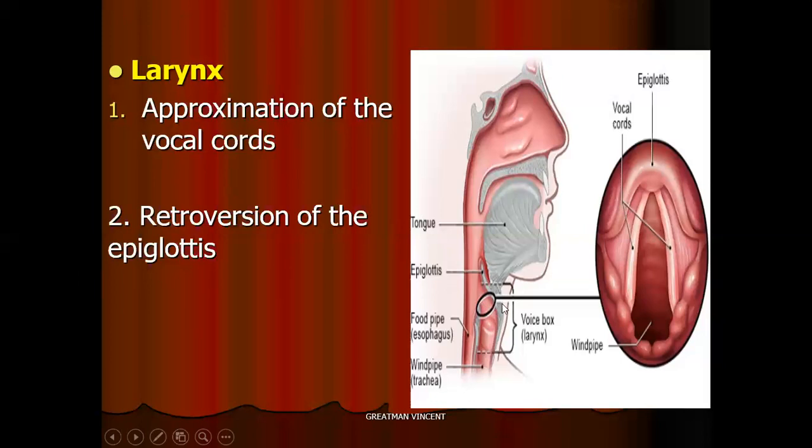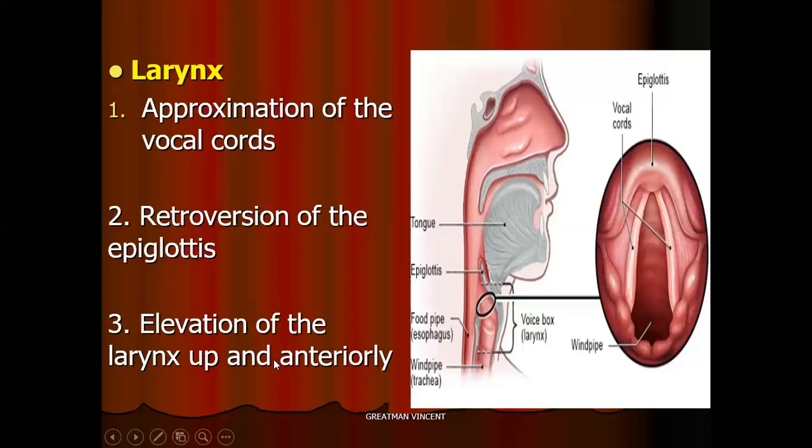So number one, I made mention of the approximation of the vocal cords, where the distance between the two vocal cords that is responsible for speech generation is being decreased so that the space for food to get into the trachea is also limited. Number two, if that is not properly achieved, there will be the retroversion of the epiglottis to cover the glottis so that food will not get in there. And number three, there is also the elevation of the larynx up and anterior. This is straight under muscle contraction.